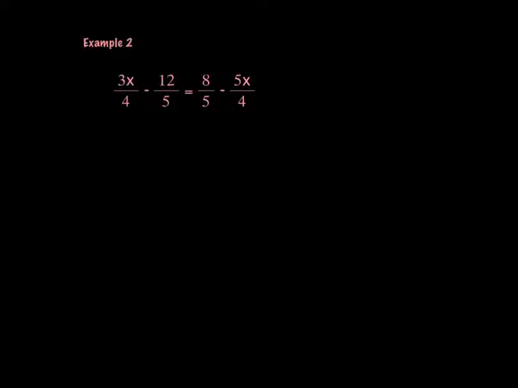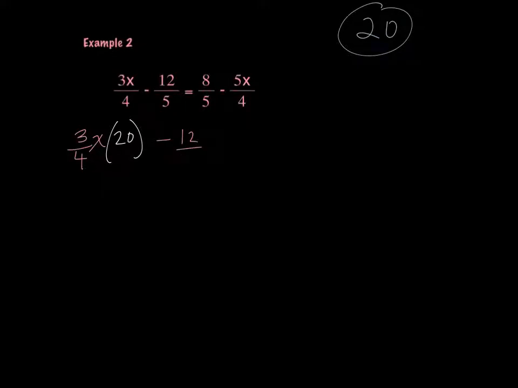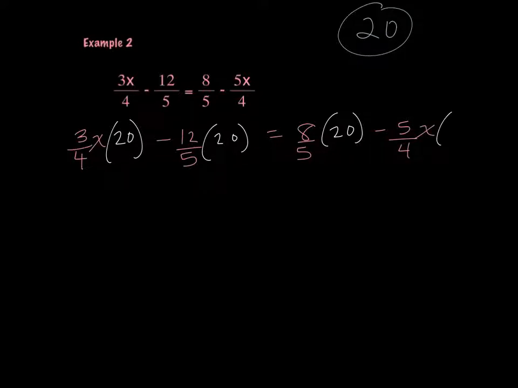Imagine trying to add those two fractions together with a 4 and a 5 on the denominator. You'd want to find a common denominator of 20. So what we'll do is take every term and multiply it by 20. Let's write that out. We're going to have 3/4 x times 20, minus 12 over 5 times 20, equals 8 over 5 times 20, and minus 5/4 x times 20.